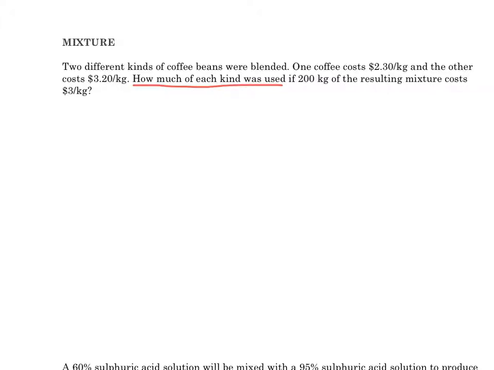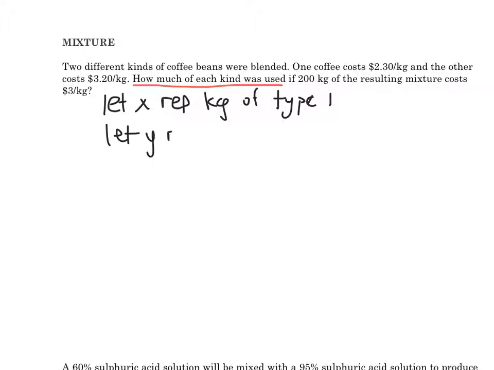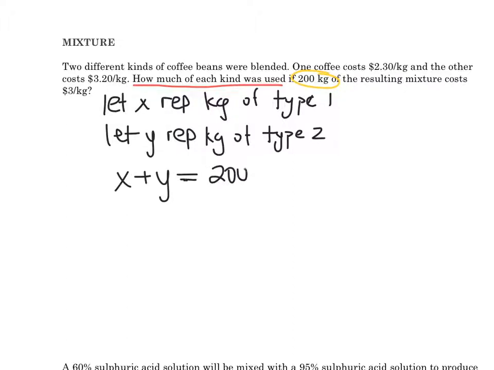Okay, so let X represent kilograms of type 1. Let Y represent kilograms of type 2. Okay, what's our easy equation? Well, the total mass is 200. So if I put X kilograms of the first type and Y kilograms of the second type, in total I'm going to have 200. So there's our nice, easy X plus Y equals 200.